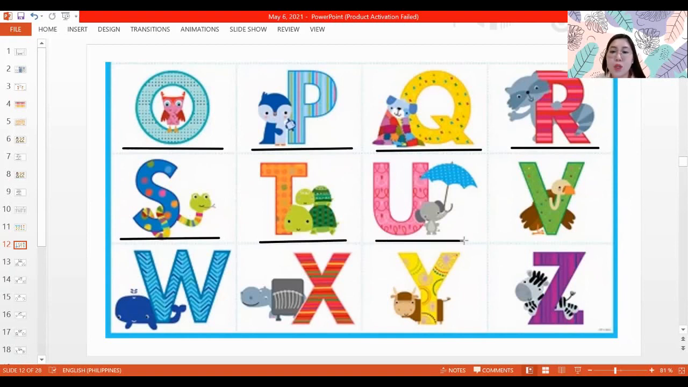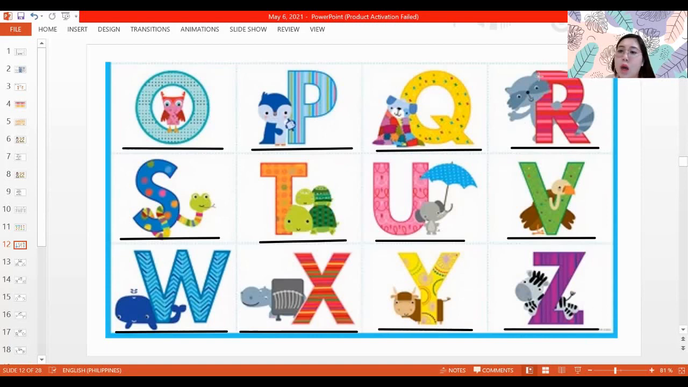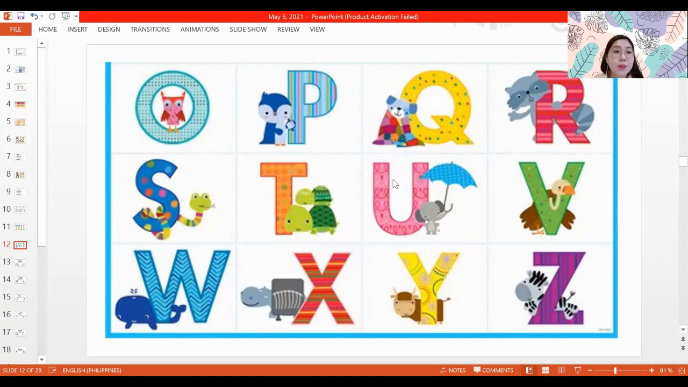Letter U, the sound of U is U for umbrella. Letter V, the sound of V is V for vulture. Letter W, the sound of W is W for whale. Letter X, the sound of X is X for X-ray. Letter Y, the sound of Y is Y for yak. And lastly, letter Z, the sound of Z is Z for zebra. Now that we're done with our letters, now let's remember how to write them.